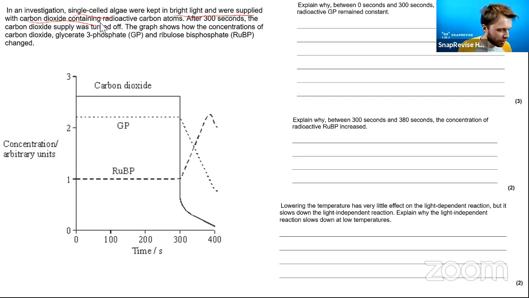So the question says, explain why between 0 and 300 seconds, the concentration of radioactive GP remained constant. Okay. So in this graph, look, carbon dioxide is constant right up until 300 seconds. So in this question, why is it the case that if I've got lots of carbon, my GP is going to stay absolutely constant?